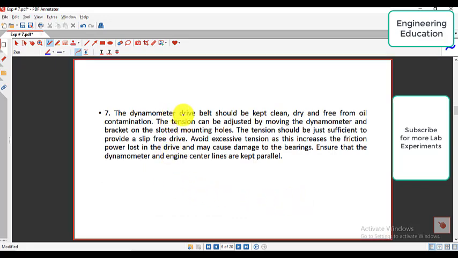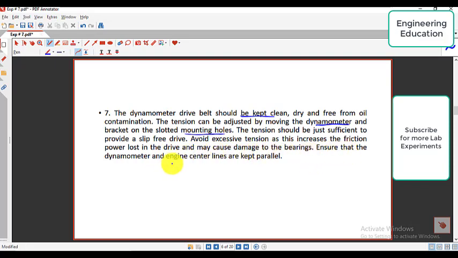Number 7, the dynamometer drive belt should be kept clean, dry and free from oil contamination. The tension can be adjusted by moving the dynamometer and bracket on the slotted mounting holes. The tension should be just sufficient to provide a slip-free drive. Avoid excessive tension, as this increases the friction power lost in the drive and may cause damage to the bearings.